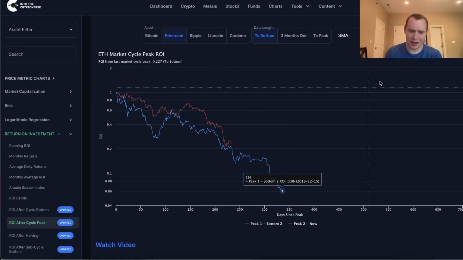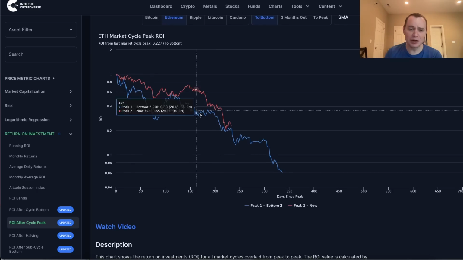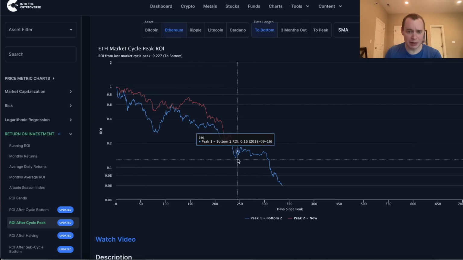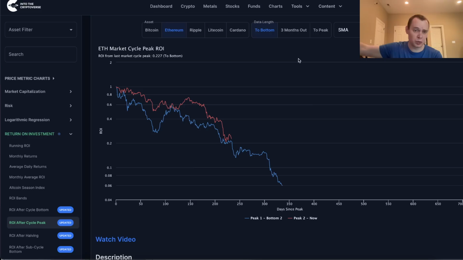All right. Now, again, if you just look at the ROI of Ethereum as measured from its market cycle peak, and you compare this bear market, which is the orange line here, to the last bear market, there's not a lot that's different. One of the things that is different is that it isn't quite as bad, right? So even though the macro is worse, right?